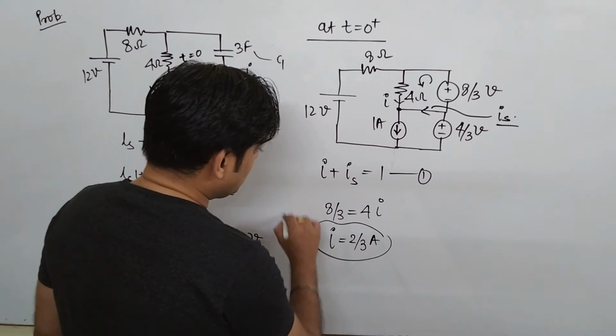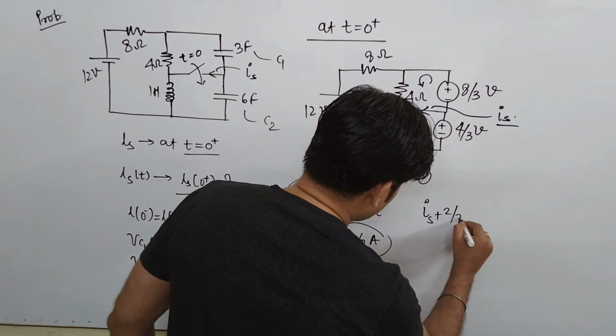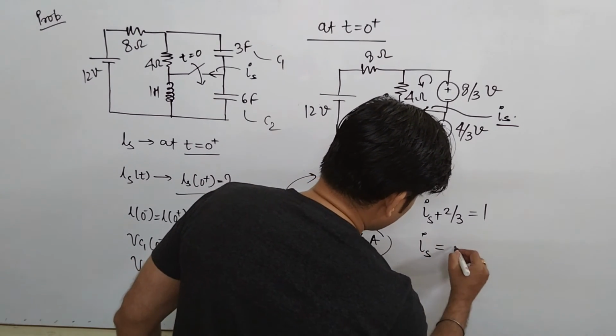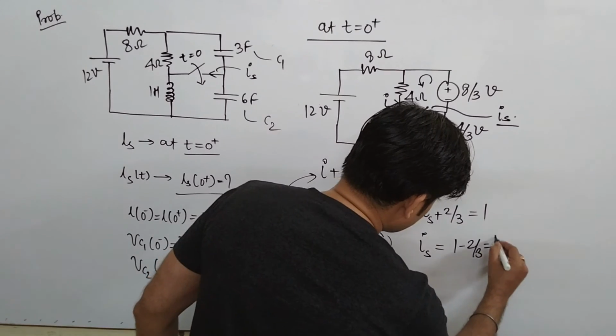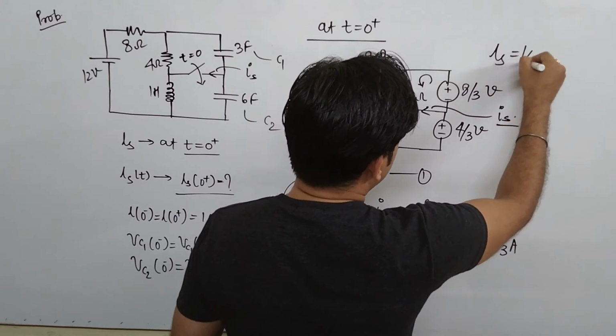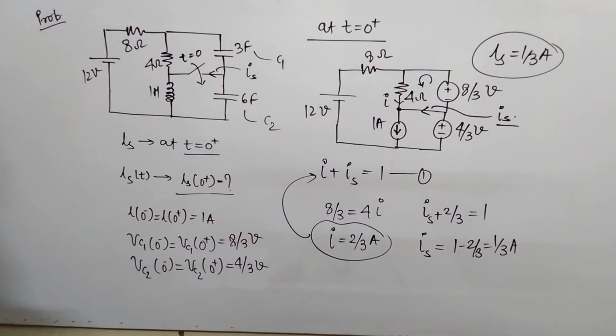Now if you put this value here, it is Is plus 2/3 is equal to 1. From here the value of Is comes to be 1 minus 2/3, that is 1/3 ampere. The value of Is comes to be 1/3 ampere. This is your answer. Very simple.